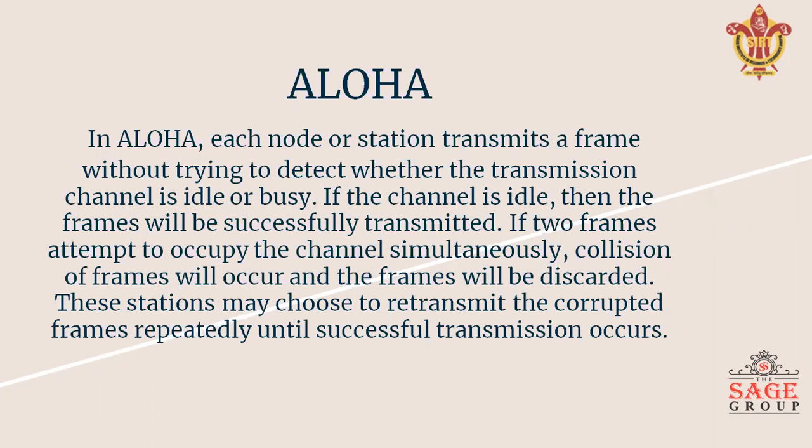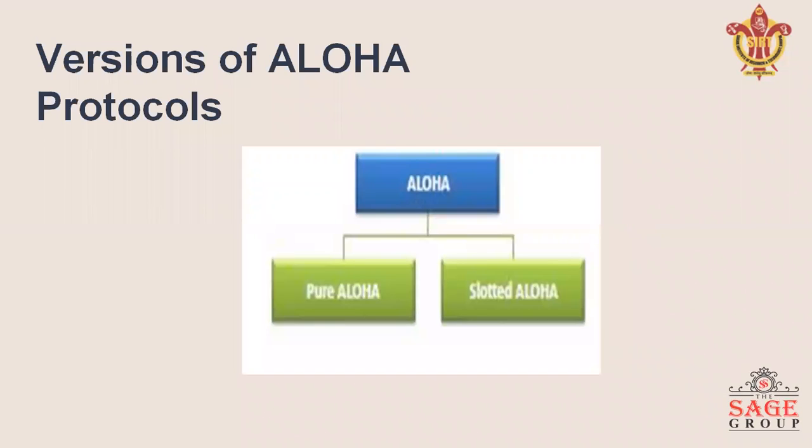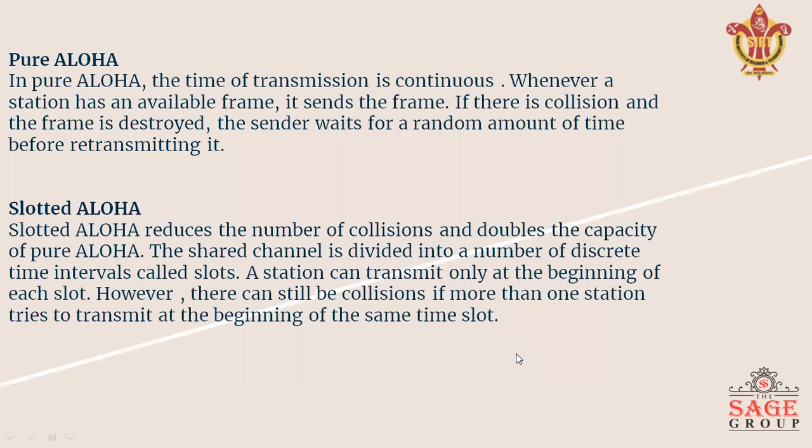Now, the introduction of Aloha. Aloha is a multiple access protocol for the transmission of data via a shared network channel. It operates in the medium access control sublayer of the data link layer. By using this protocol, data streams originating from multiple nodes are transferred to a multipoint transmission channel. Aloha is categorized into 2 parts: the first one is pure Aloha, and the second one is slotted Aloha.